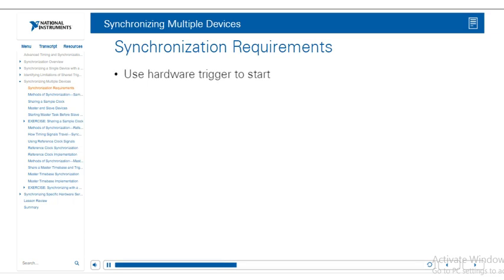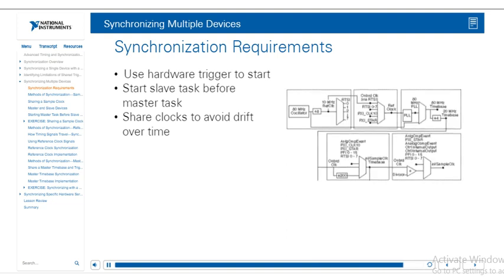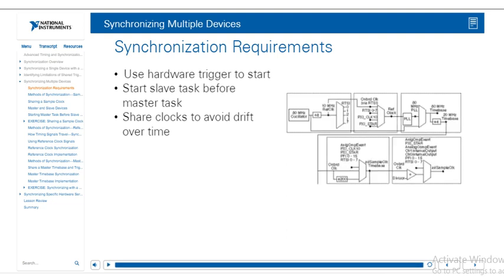Use a hardware trigger to start. We need to start the slave task before the master task. And then we have to share clocks to avoid drift over time. So far we've talked about sharing hardware triggers and a little about starting the slave before the master. Now let's talk about how to share these clocks.